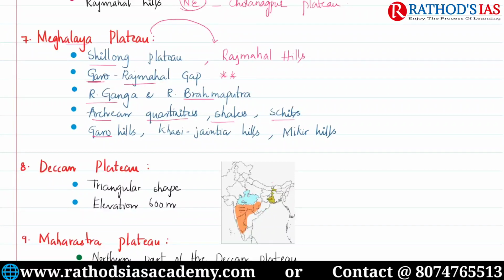And next, we can see important hills like Garo Hills, Khasi Jaintia Hills and Mikir Hills in this Meghalaya Plateau. Shillong is the highest point of this plateau.